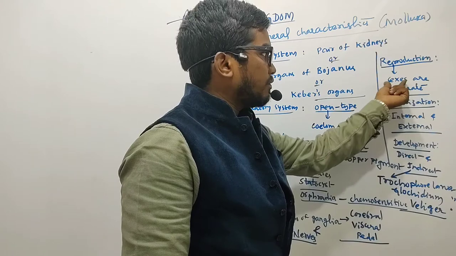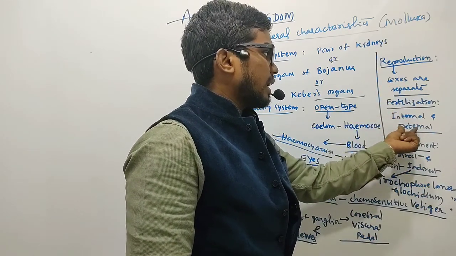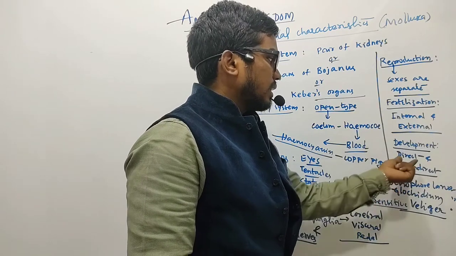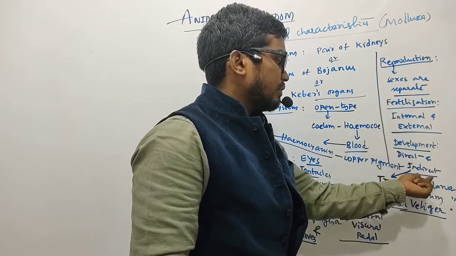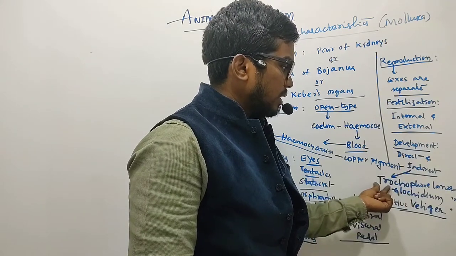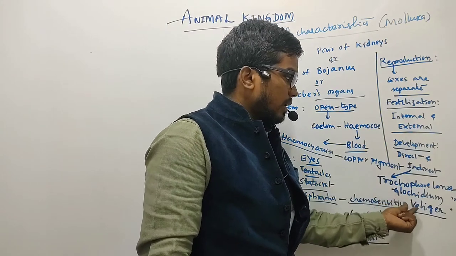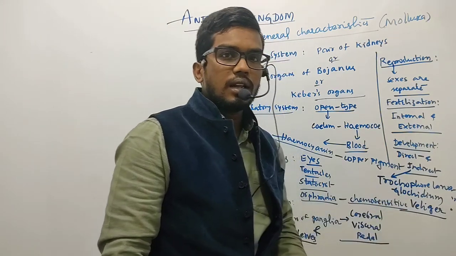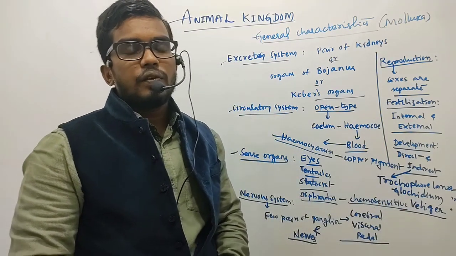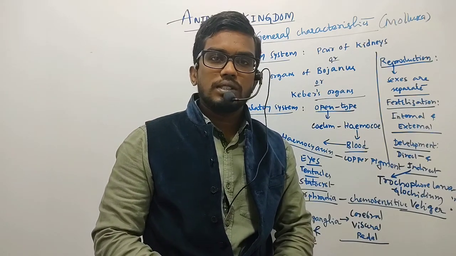Reproduction, when we speak here, they are unisexual organisms or dioecious organisms where sexes are separate. So the male and the female are separate. Fertilization can be both internal and external. Development can be direct and it can also be indirect. Indirect forms show few of the larval stages here, that is the trochophore larva, glaucidium larva and the veliger larva. So these are the few important general characteristics of the phylum Mollusca.